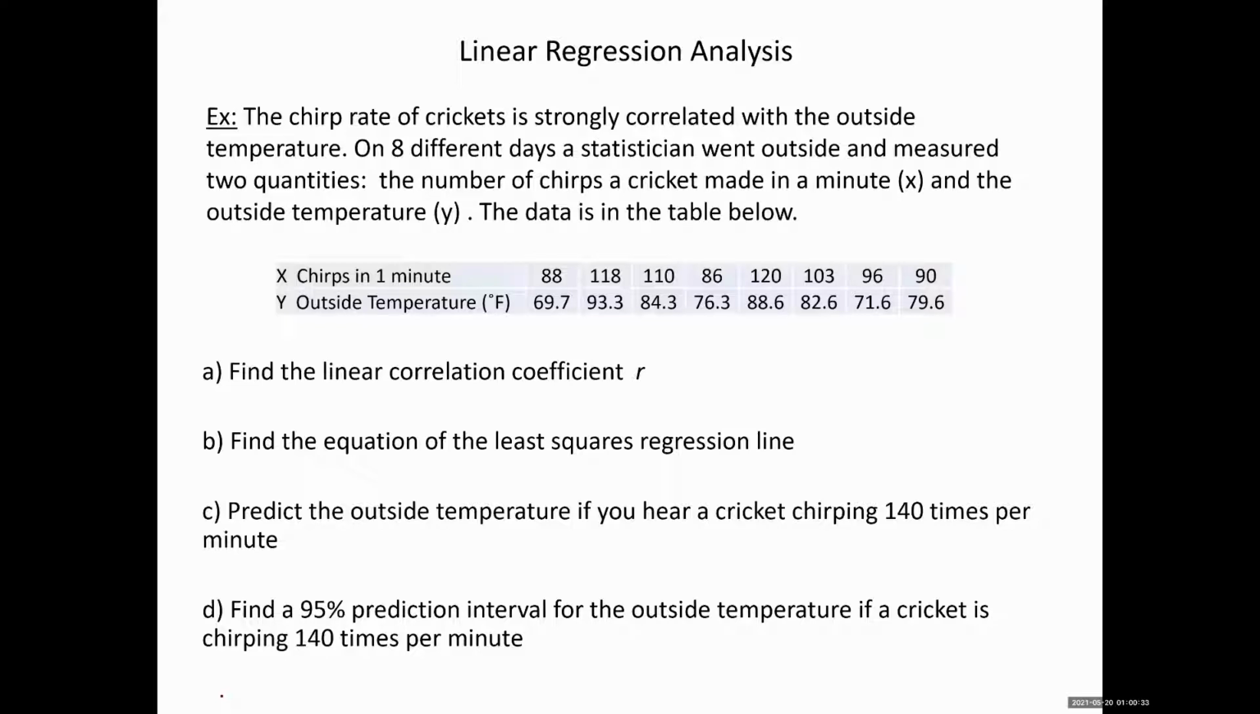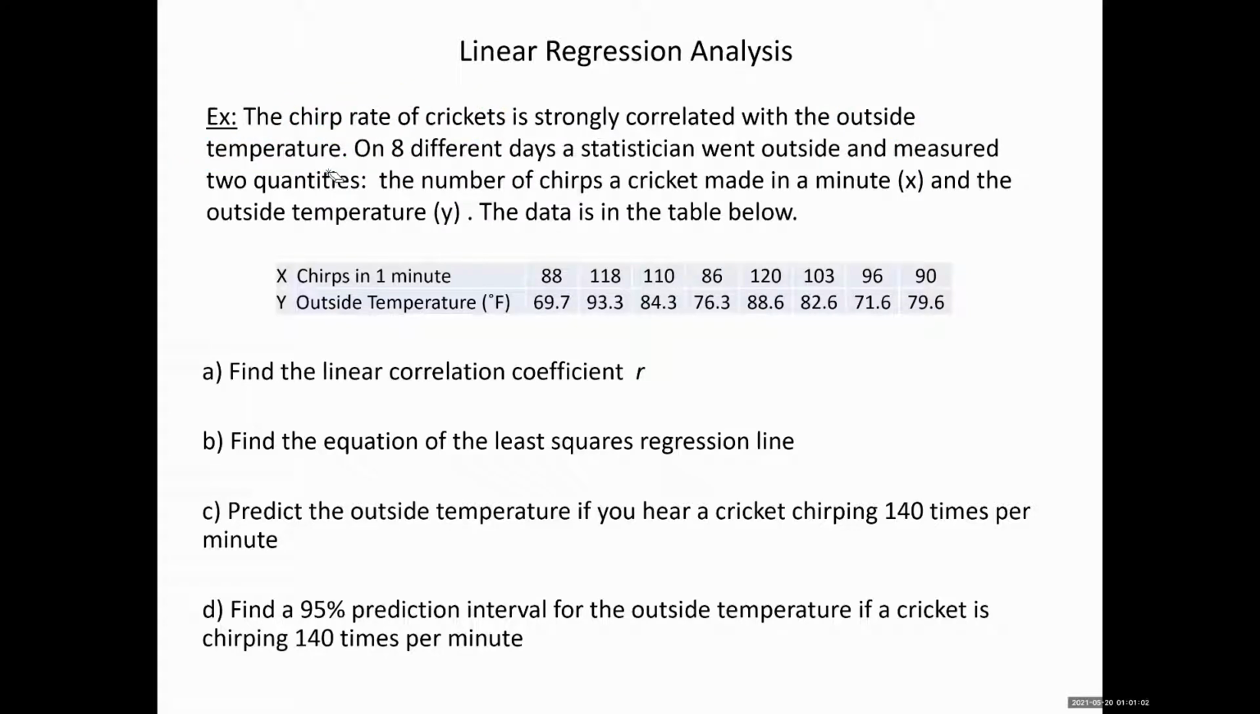The chirp rate of crickets is strongly correlated with the outside temperature. In case you didn't know that already, it turns out that the hotter it is outside, the faster crickets chirp. The colder it is, the slower they chirp. So they're related. Those are the 2 quantities, the chirp rate of crickets and the outside temperature, that we're trying to study the relationship between.